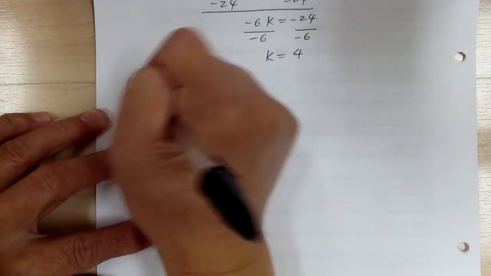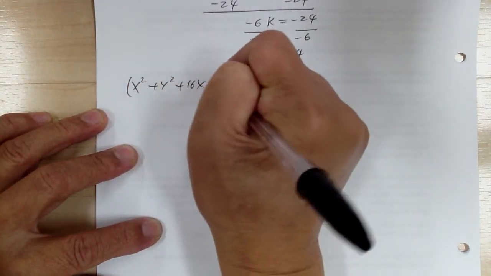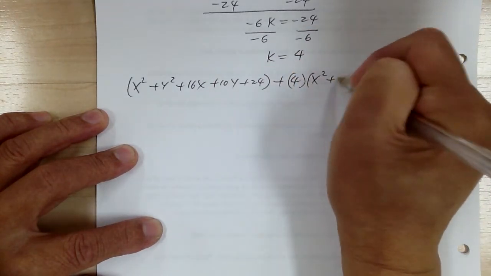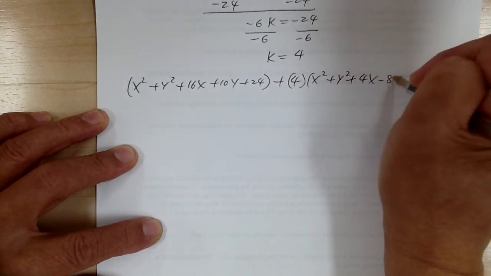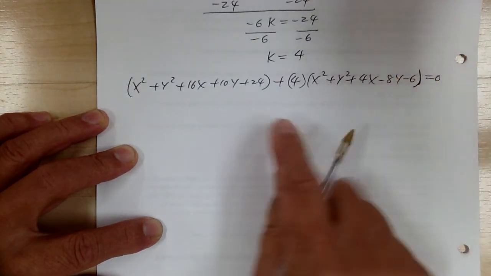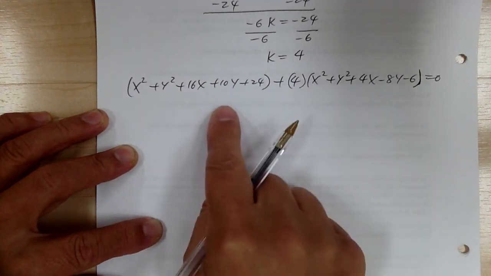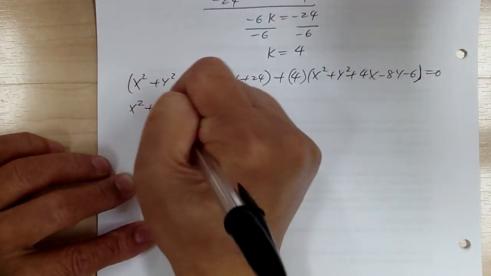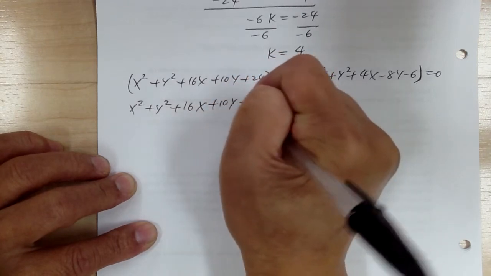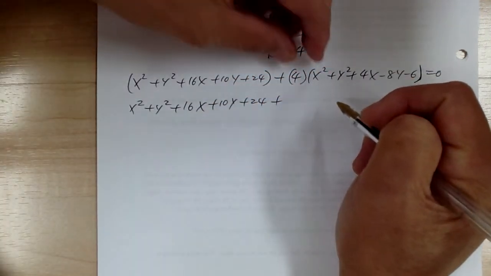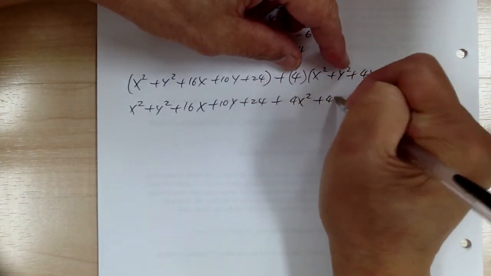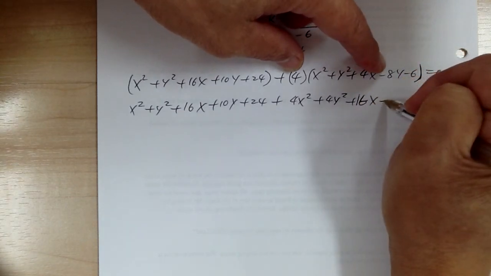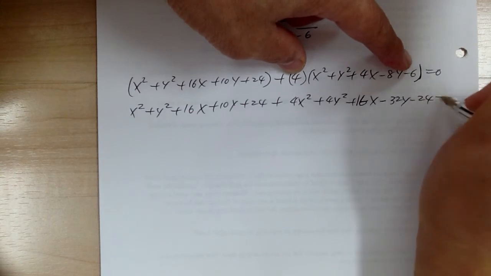So you're going to get x squared plus y squared plus 16x plus 10y plus 24 plus 4 times x squared plus y squared plus 4x minus 8y minus 6 equal to 0. Now all you have to do is simplify, and that would be your equation. So let's work it out. Now again, use your fingers to distribute. So you got 4x squared plus 4y squared plus 16x minus 32y minus 24 equal to 0.